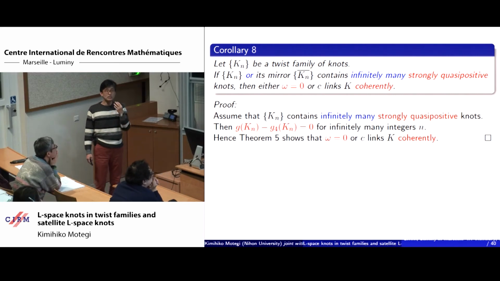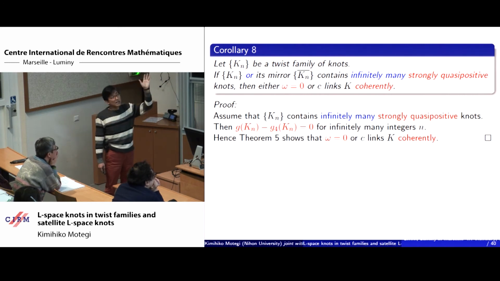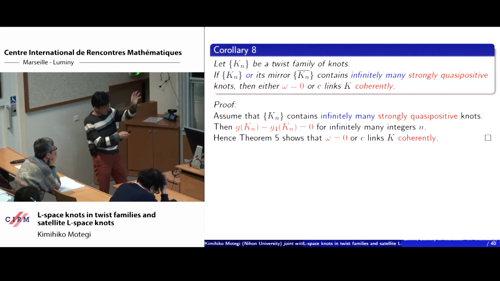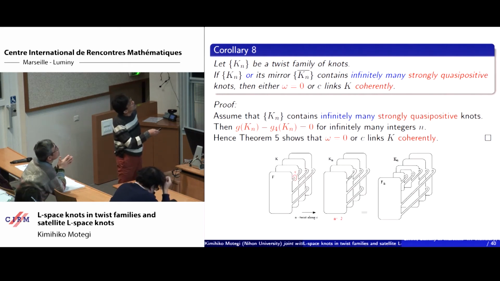And as I mentioned, tight fibered knots are strongly positive, so we can state a similar result for tight fibered knots. However, for tight fibered knots, I explained this condition. In this theorem, there is a possibility that omega equals 0 in the conclusion. And actually, such a case happens.